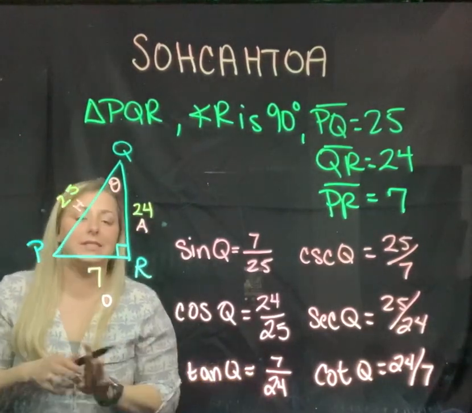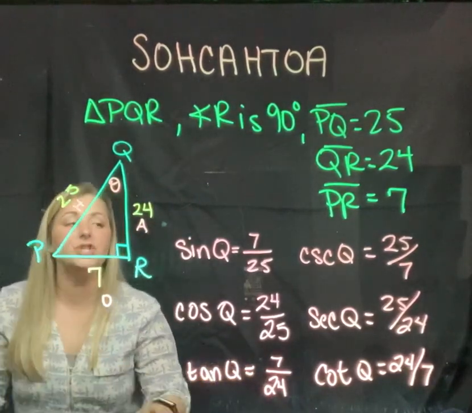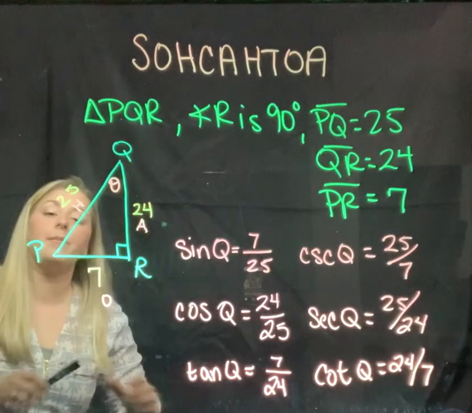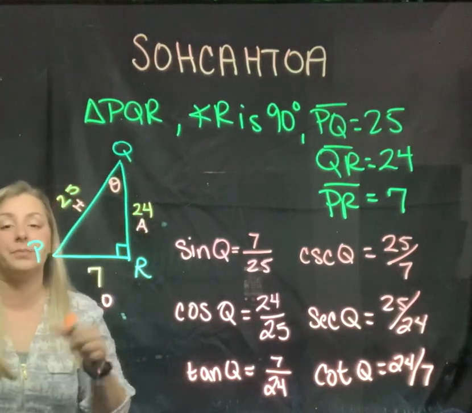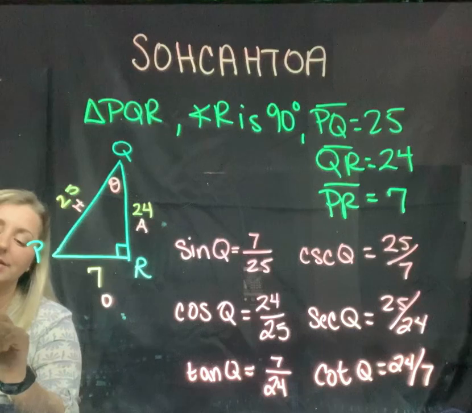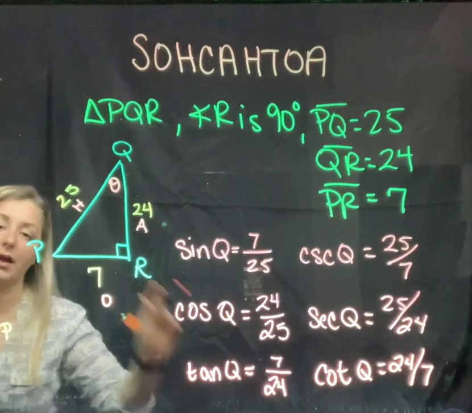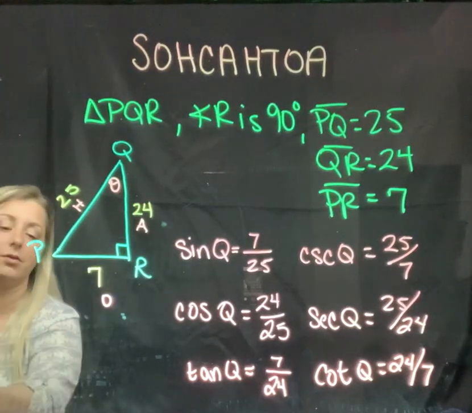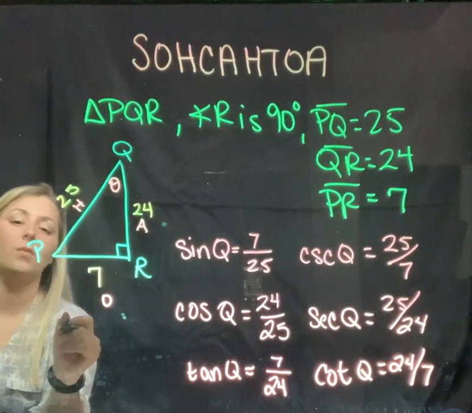What if I was to take a different angle? I wanted to change my angle. This time I'm going to change my angle to P. Okay. I want sine of P. Oops, it's not on the screen. You can't see it. Okay, hold on. So I want sine of P.